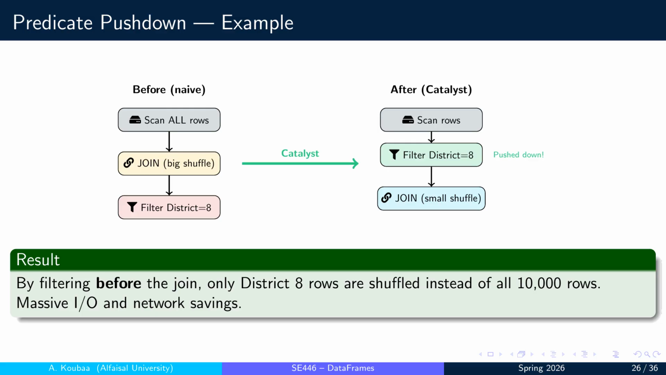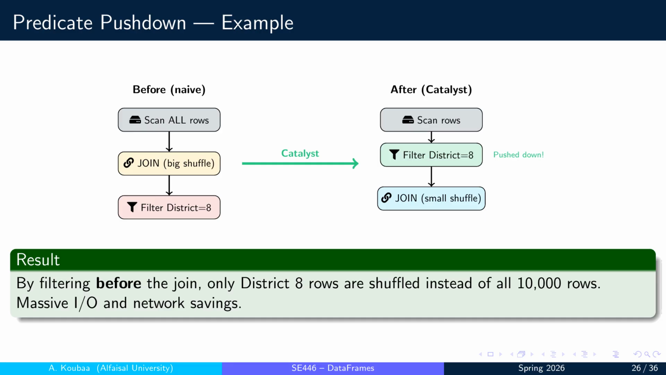Imagine we want to join a large users table with a districts table, but we only care about users in district 8. The unoptimized approach would first join the entire users table, shuffling all 10,000 rows across the network, and only then apply the filter. This is incredibly inefficient. Now, on the right, you see the optimized plan created by Catalyst.